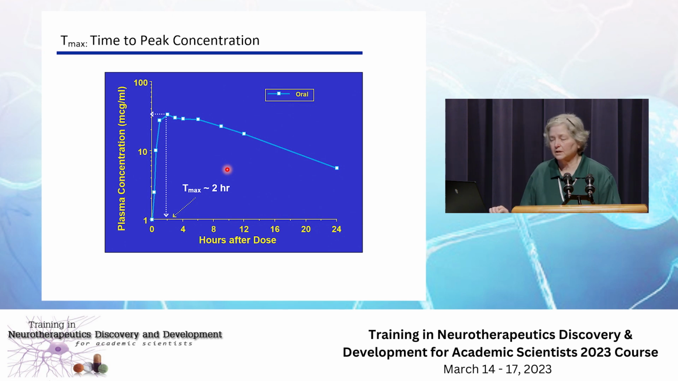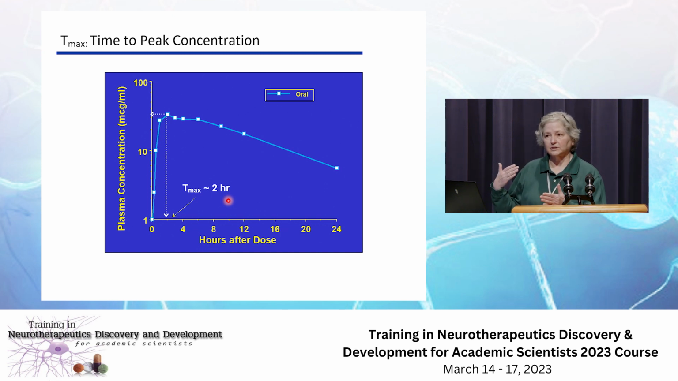Tmax is another pharmacokinetic property that you'll hear discussed. Tmax is the time to peak concentration. And the Tmax is nothing more than just extrapolating the Cmax concentration down to the x-axis, where it says the Tmax for this compound is about 2 hours.